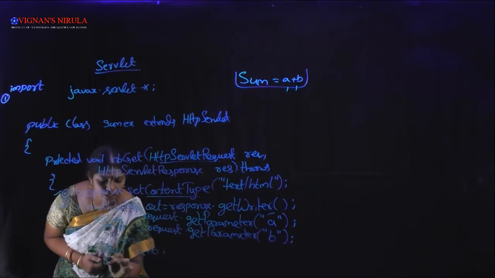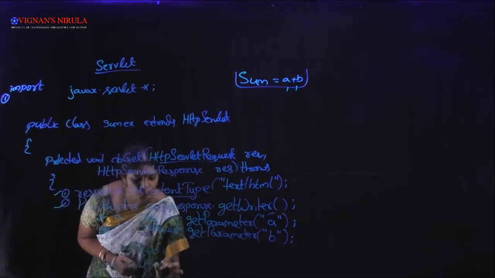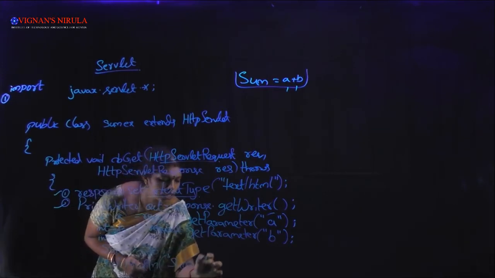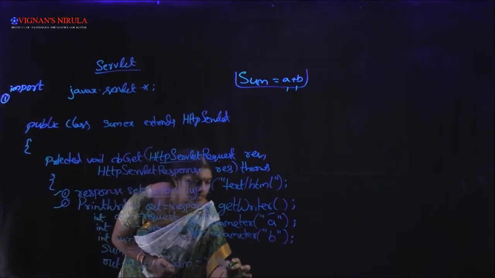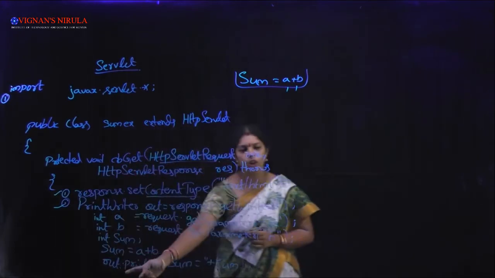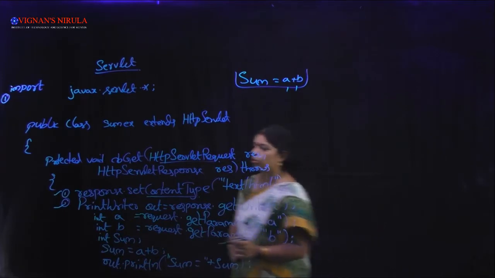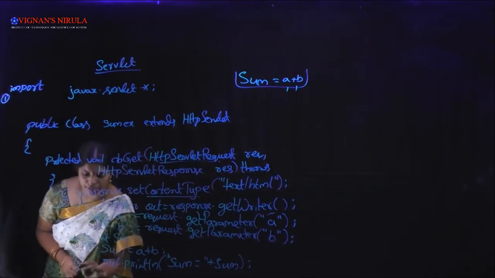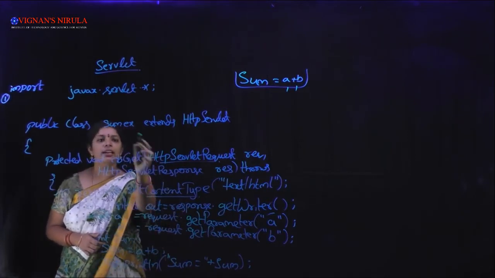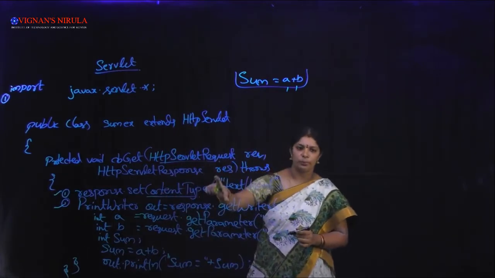After that we want to print the sum by using out.println of "sum =" plus sum. By using out.println we are displaying the resultant value. After that we are closing our method, and by using the braces we are closing our method and the class. So this is the example of the servlet addition of two numbers.